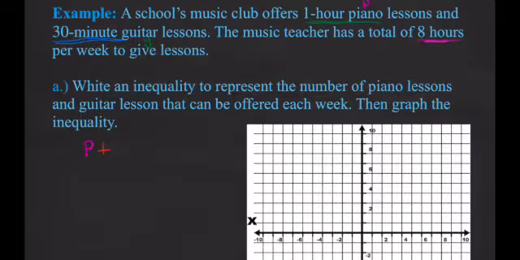However, the guitar lessons are in 30 minutes. So in other words, that's a half hour. So this would be 1/2 of the guitar. And we need it to be no more than the 8 hours. So this can be less than or equal to the 8-hour time slot that he has. So that's our inequality. We have our piano, we have the guitar, and that has to be less than or equal to the 8.